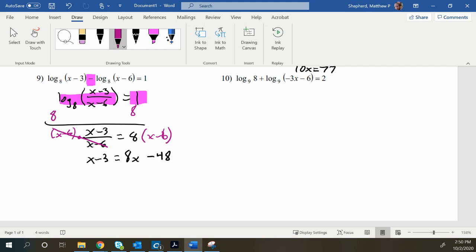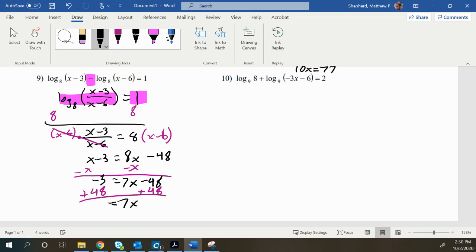All right, I've got x on both sides. Let's eliminate it from one side. So we've only got an x on one side. So we have 7x minus 48. Let's move that 48 over. So 7x is going to equal 45. Divide by 7. Divide by 7. X equals 45 sevenths.